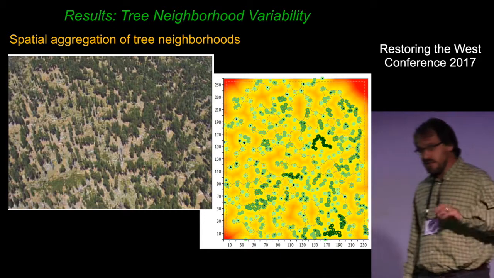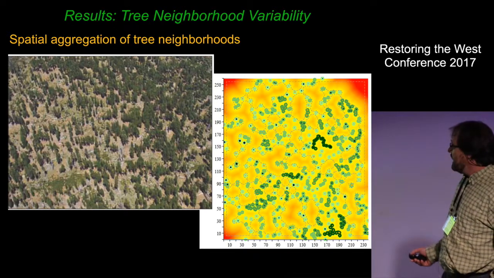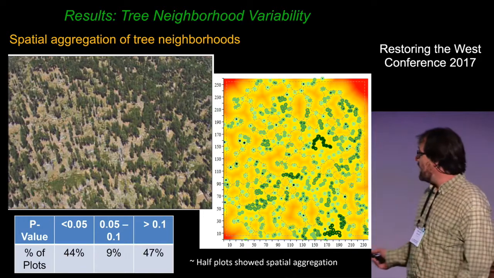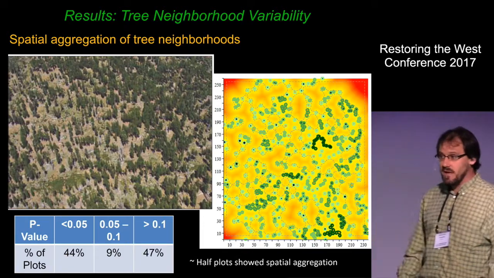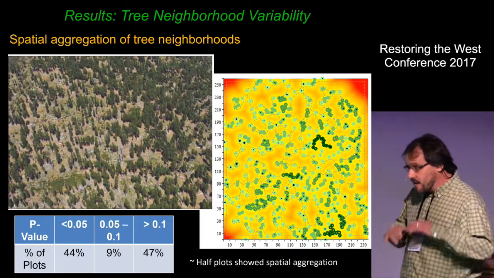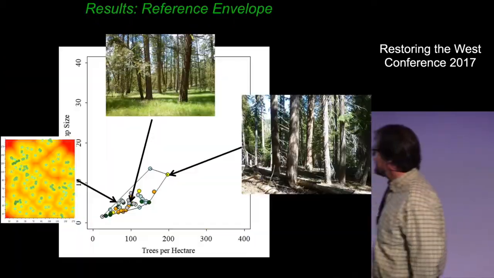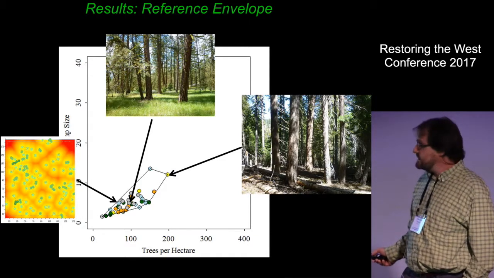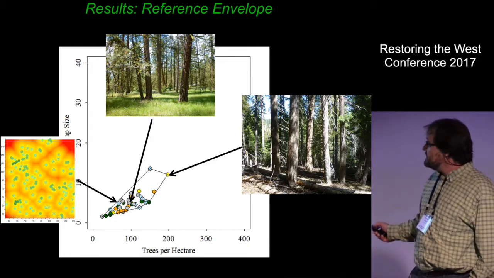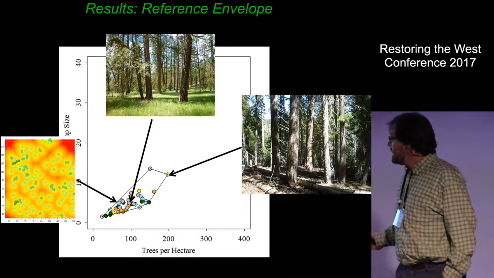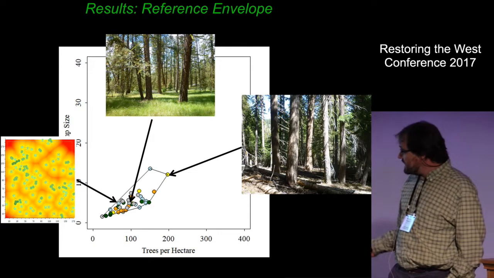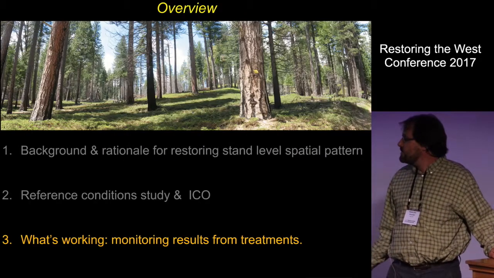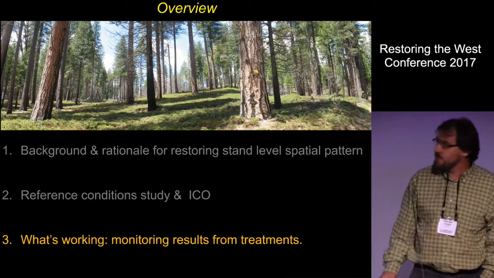Another piece of this we looked at is this two levels of variability, this spatial aggregation, and we found that about half the plots show statistically significant spatial aggregation, where one part of the plot is much more open, lower density than the other part of the plot. The other half of the plots didn't show that. They tended to be more of the same type of fine scale variability everywhere. So this allowed us to express, okay, in our reference envelope, we have these low density plots with lower clumping, these mid density plots with a mid range of clumping, and these higher density reference plots with more clumps. Still, when I say high density, that's still much lower than a lot of our stands today, right? So the last part of this is what's working, what's not in terms of restoration treatments.